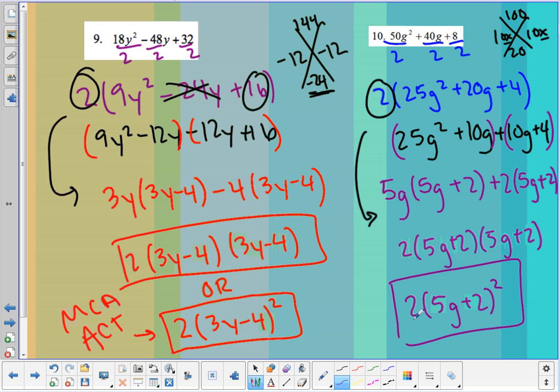Notice that this 2 GCF and the 2 GCF that was over here is outside of the parentheses, not being squared. That's an important thing. There's only one factor of 2, even though there's 2 factors of this 5g plus 2.